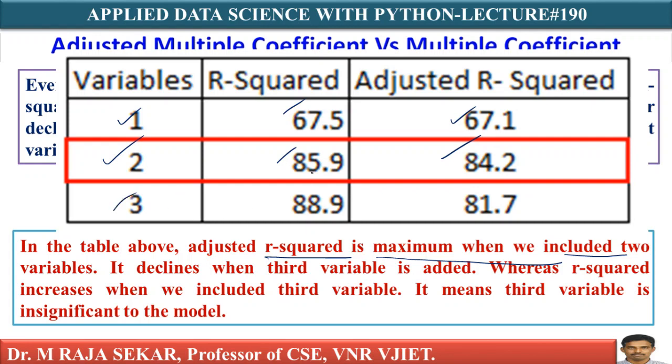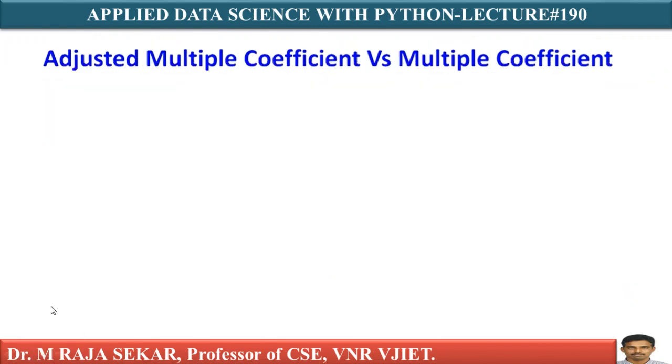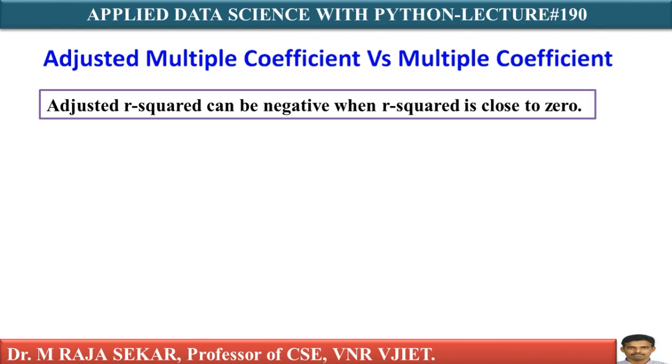If I add the third variable, R square is still increasing, 85.9 to 88.9, whereas your adjusted R square is declining. It means the third variable is insignificant to the model. That's what we were saying. From this illustration, you can understand the relation between R square and adjusted R square.